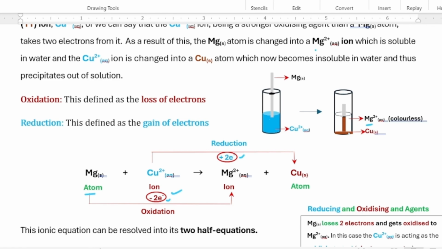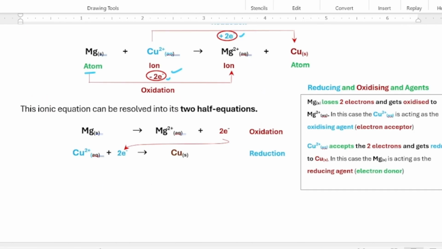This net ionic equation can be resolved into its 2 half equations. The first half equation represents the oxidation of magnesium, and the second one exemplifies the reduction of copper-2 ions into copper. This first half equation represents oxidation, and the second half equation represents reduction.